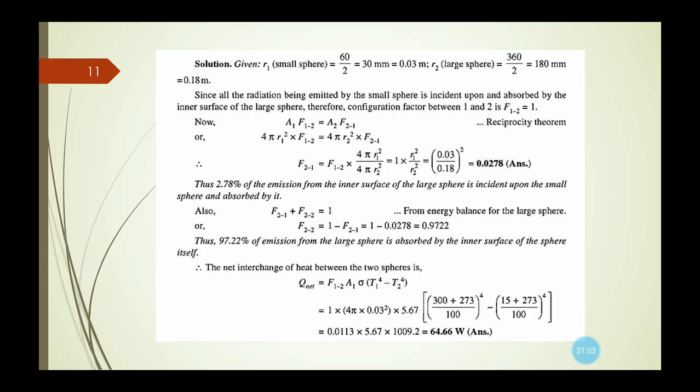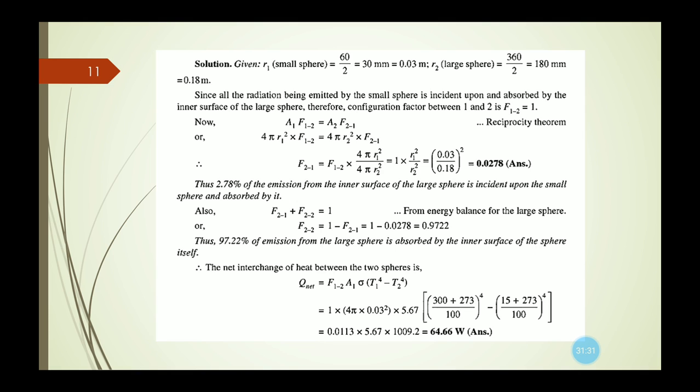Also, from the energy balance of the large sphere, you can write F21 plus F22 is equal to 1, or F22 is equal to 1 minus F21, so we are getting 0.9722. That means 97.22% of the emission from the large sphere is absorbed by the inner surface of the sphere itself. Now for the second part of the numerical, we need to calculate the net interchange of heat between the two spheres.